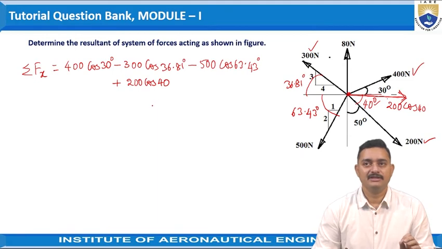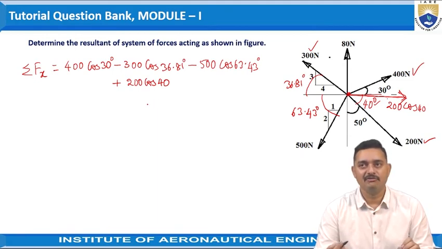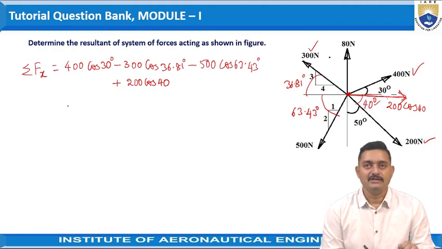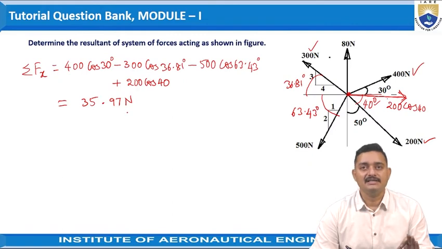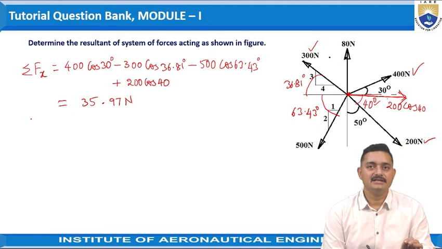Now, for the given 5 forces, one of the forces is only vertical. So for the remaining 4 forces, we have taken the horizontal components, and the sign conventions are taken care of. So when you solve this, you can get the value of sigma Fx equal to 35.97 Newtons. This is the summation of all the horizontal component forces. Now considering the summation of all the vertical component forces.